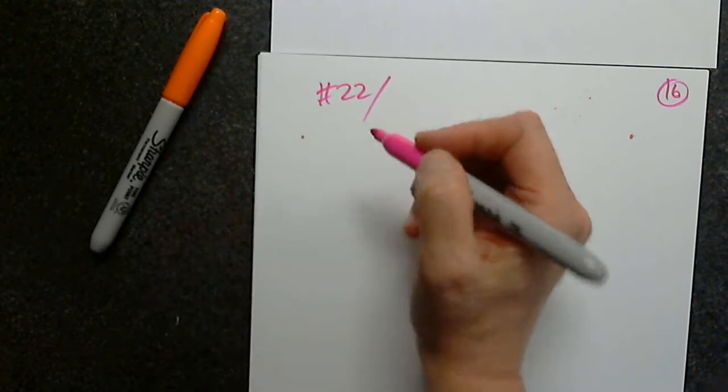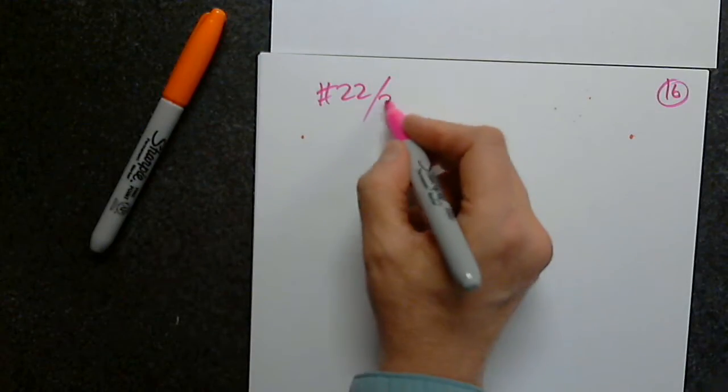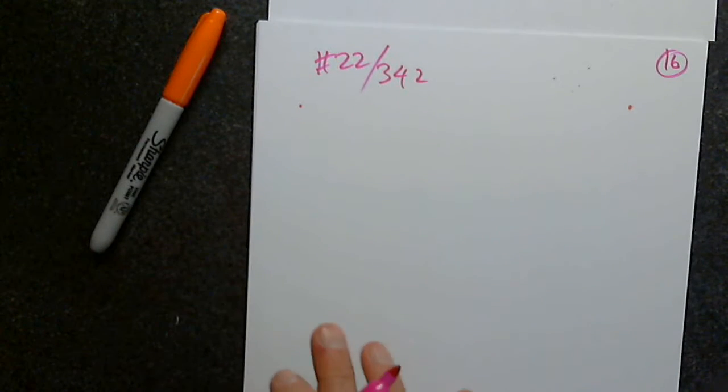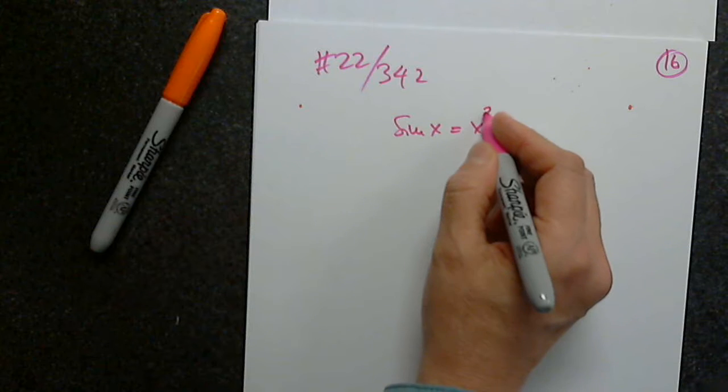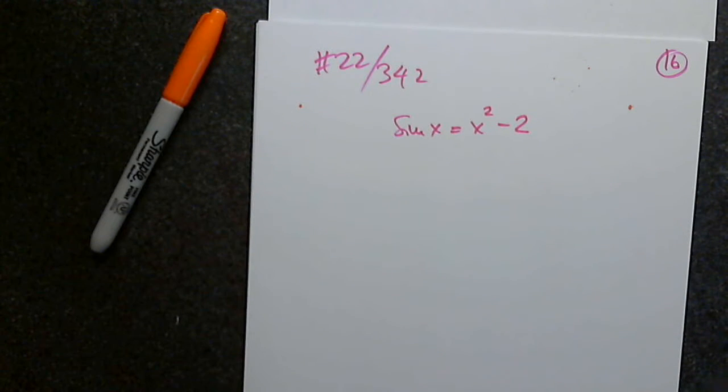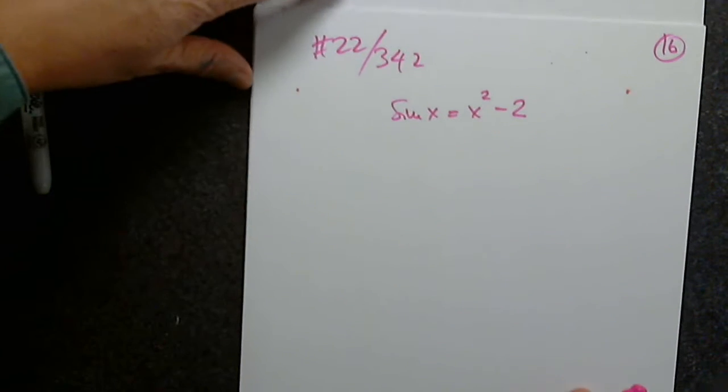So 22, page 342, and sine x equals x squared minus 2. There are several steps here. First, we don't have an interval. We have to use the intermediate value theorem to determine an interval, which means we have to create the function.